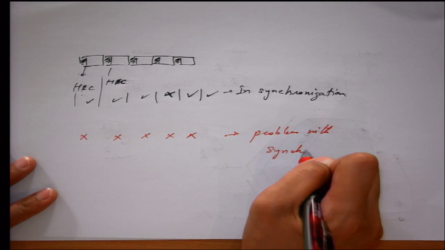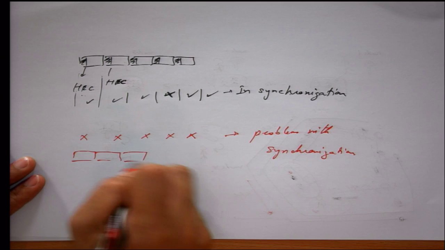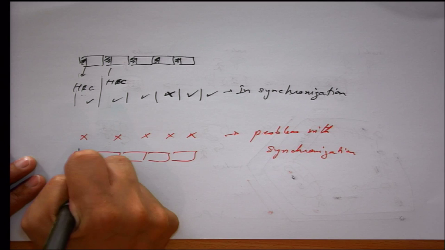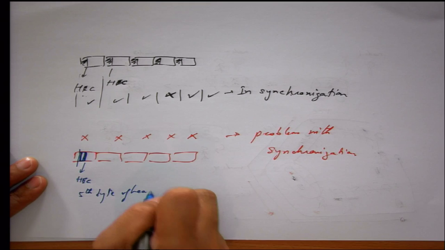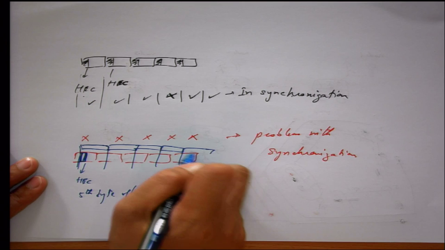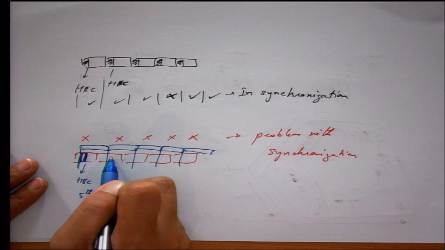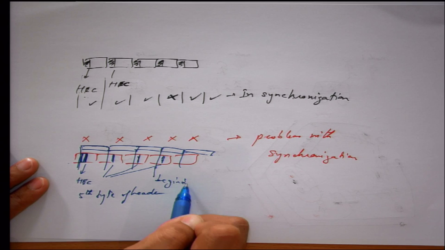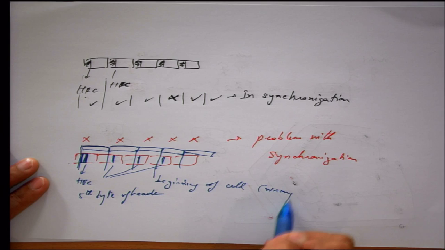Because if it's all wrong, if the header is at the wrong place, you think that the cell starts here and that this is the header error control, the fifth byte of the header. But the synchronization is wrong. You think the cell starts at the blue position, but it actually starts at the red position. You think that this is the HEC because you count from what you think is the beginning of the cell, which is wrong.